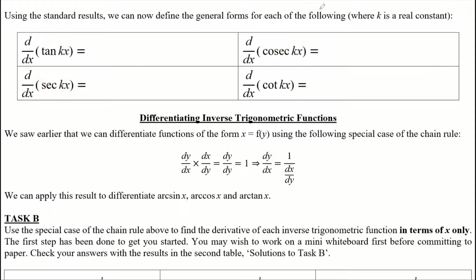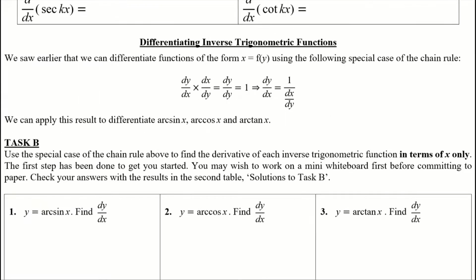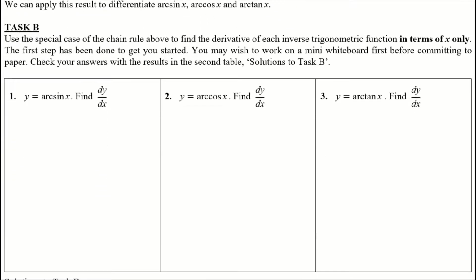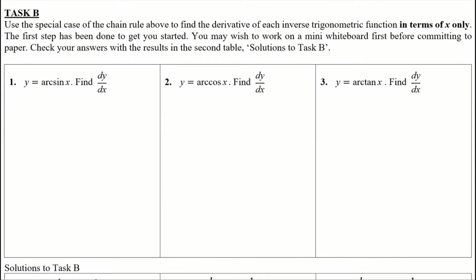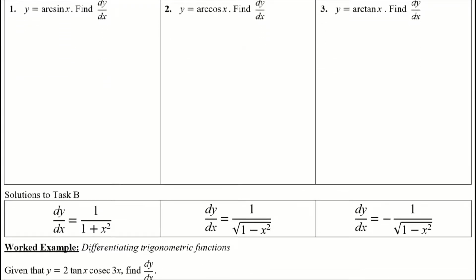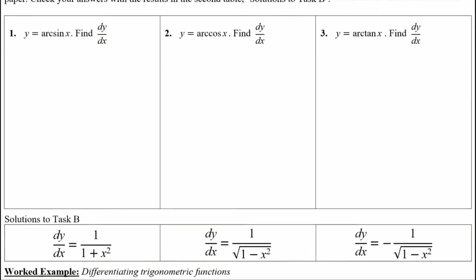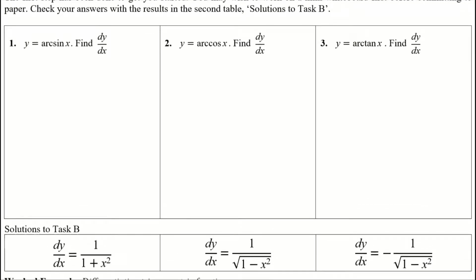So I'll just clear this and let's have a look at what I'm talking about. So for task B, here we have it. So the derivatives of arc sine of x, arc cos of x, and arc tan of x. Once again, I've provided you with the solutions at the bottom. So I would pause the video now, if I were you, have a think, use the special case of the chain rule, 1 over dx by dy, and see if you can arrive at these results. Once you've done that, unpause the video and then we'll go through the results together.